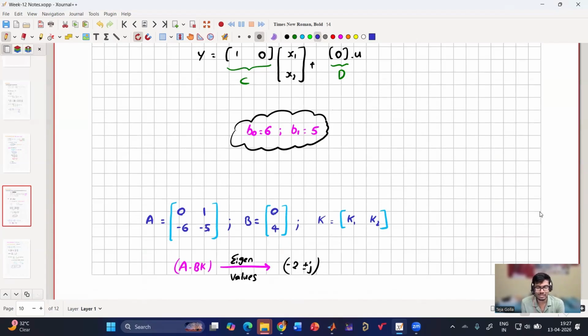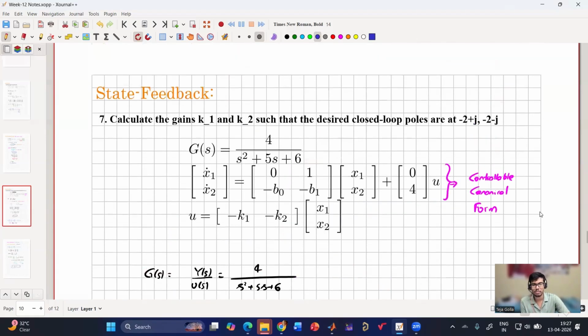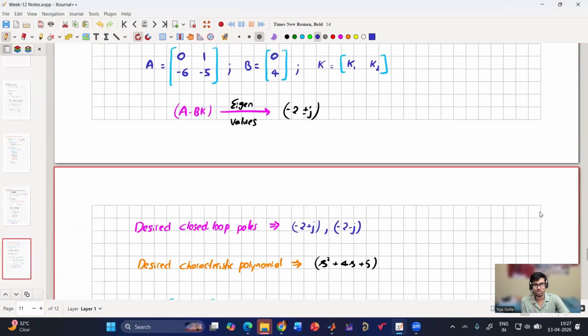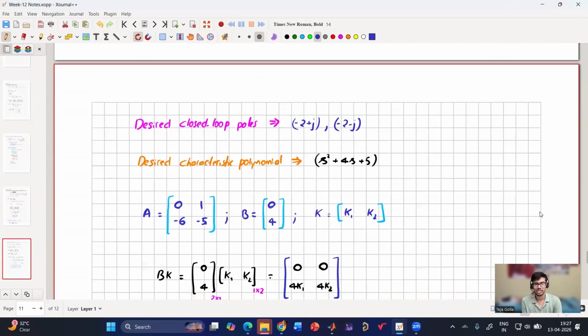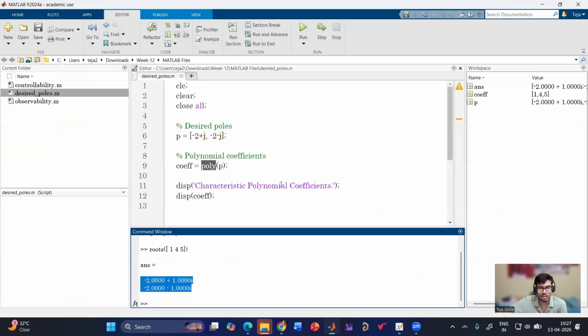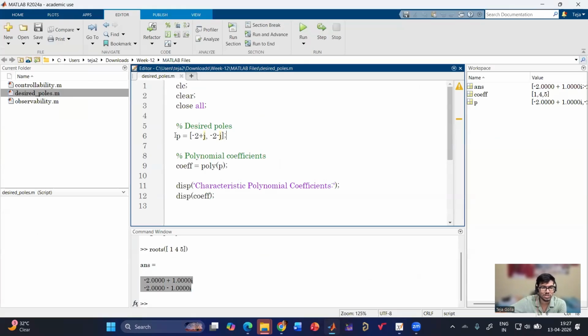And once I got A, B as well as K is given, now I know the eigenvalues of A minus BK is what my desired pole locations are, which are given as -2 plus j, -2 minus j conjugate poles. And then based on this desired closed loop poles, I have to calculate the desired characteristic polynomial. And instead of solving directly, I have written a MATLAB code where you give the desired poles, which is saved in P, and then this poly of P will give the coefficients 1 4 5, which I am saving in coefficient.